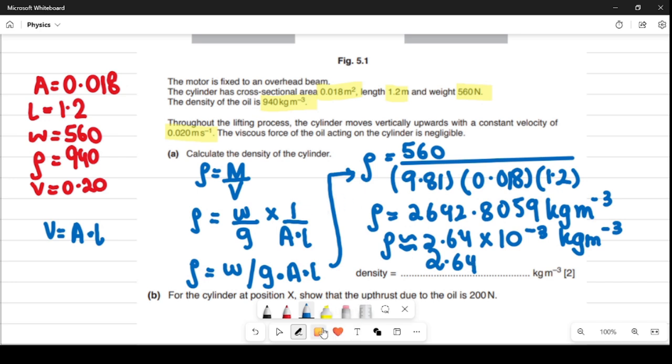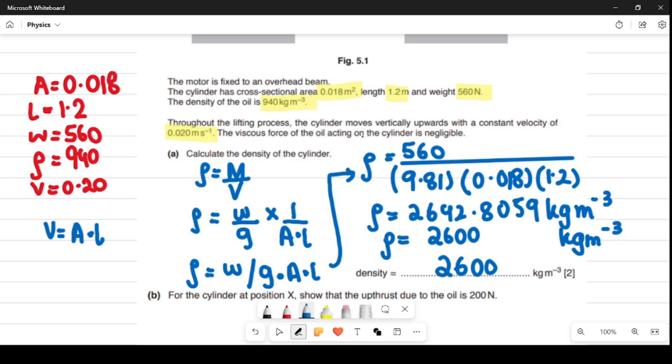Yes, exactly. I was correct. You have to round it off to two significant figures. Let me just correct it for you. So rounding off to two significant figures, 2600 kilograms per meter cube. Why two significant figures? Because the question only deals with two significant figures.